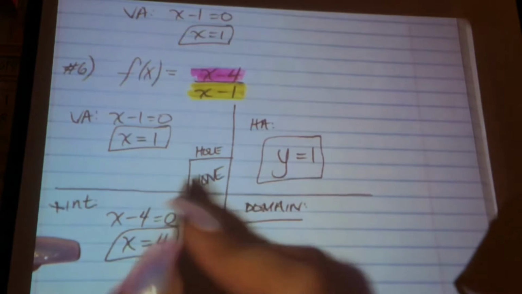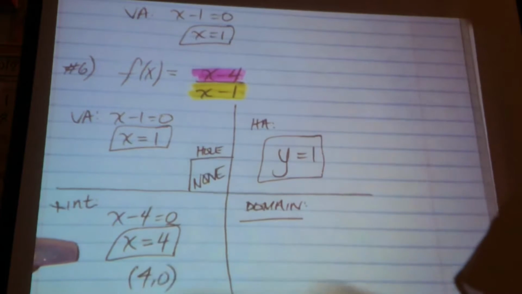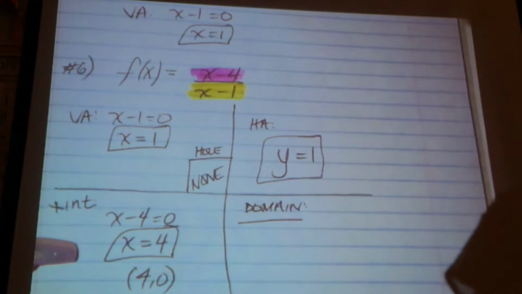By the way, the x-intercept should be a point, guys, so let's write it as (4, 0). It's not a line. Sorry.